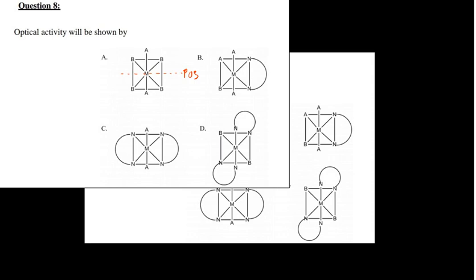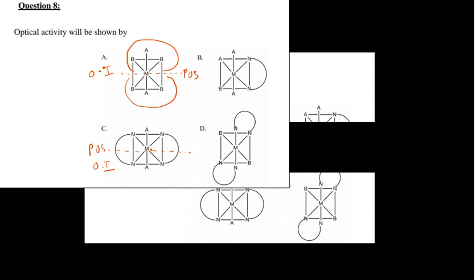Because when you put this plane, this half, the top part and the bottom part, they are the same. So this is optically inactive. So I am writing OI, optically inactive. Now going for this particular one, again you can see if I put the plane here, the two parts are same, it is also optically inactive. Now moving to this particular problem.